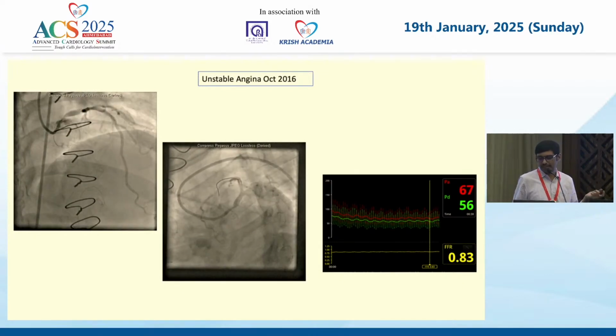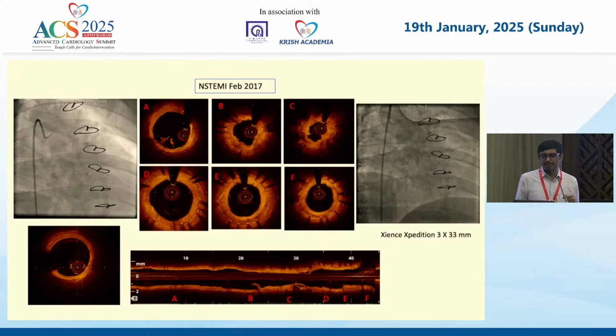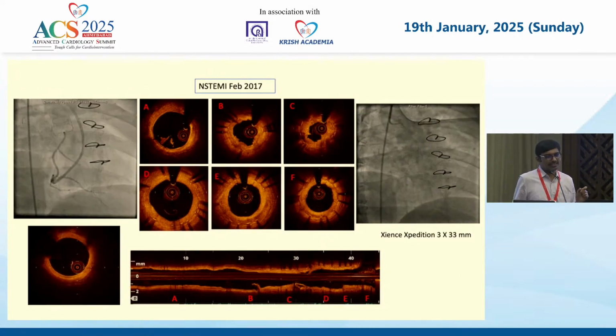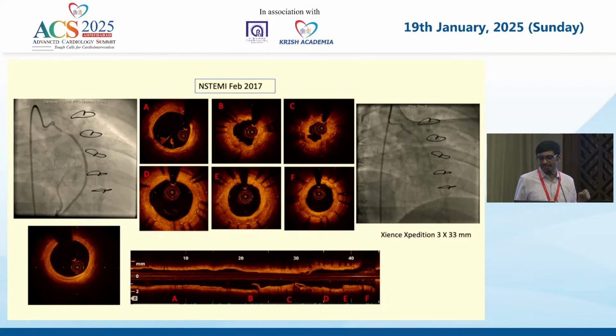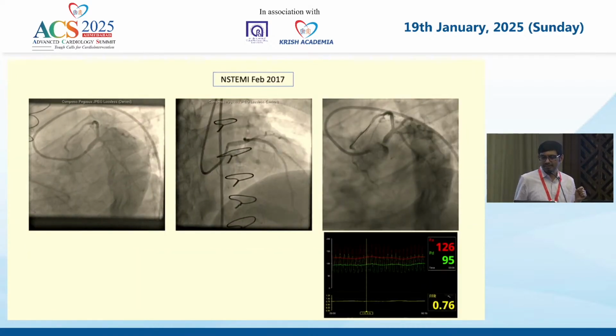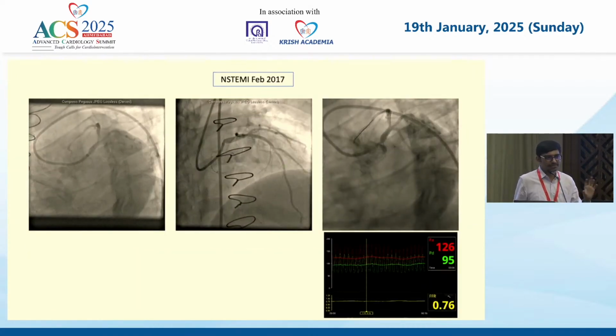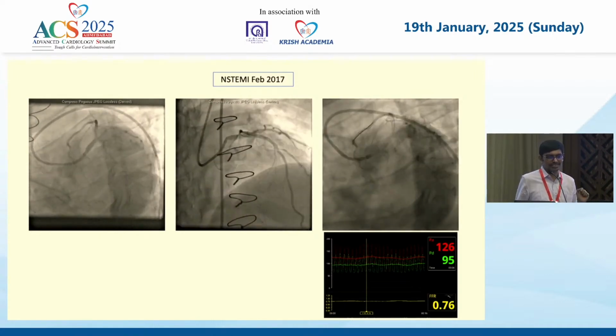We did an FFR, it was 0.83. We thought we would just leave it alone. She comes back in 4 months' time. Again, the graft has a problem. Then cutting balloon and other things were done. An additional stent was implanted. We reassessed the left main here. This time, at 8 months, that lesion appeared to be progressive. You did an FFR, and 0.83 became 0.76 now.